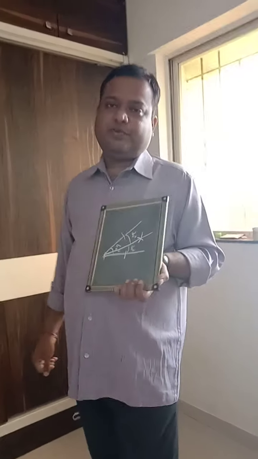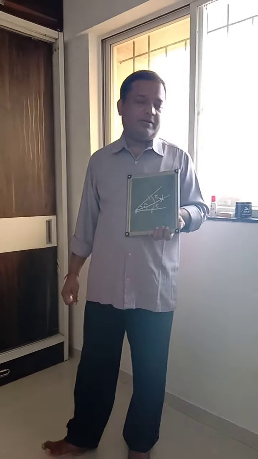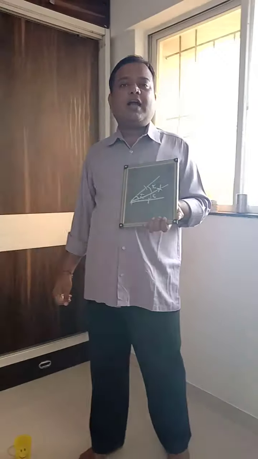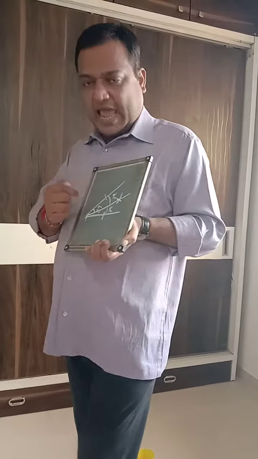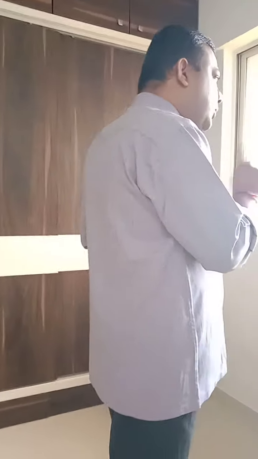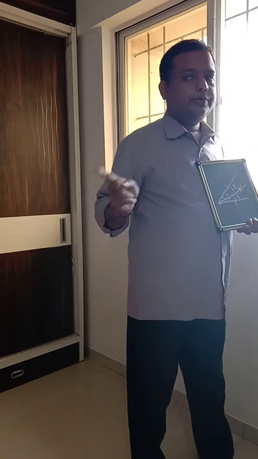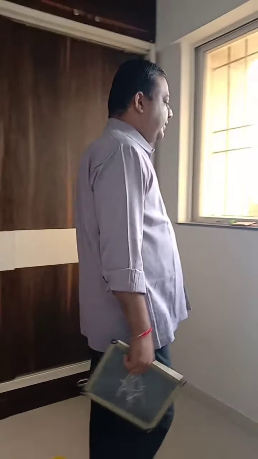This is called an angle bisector. What is this called? What do we call this? Angle bisector. It means the angle has to be bisected into two different angles, not different, same angles, because it cuts equally. So this is called an angle bisector.